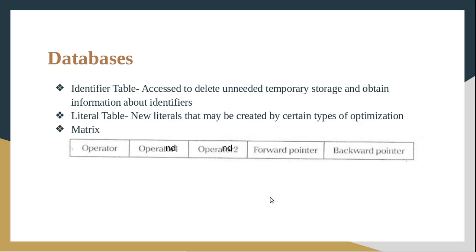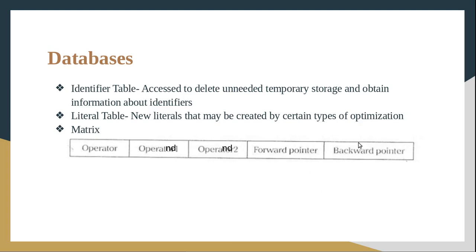The forward pointer allows us to go through the matrix in the proper order. That means this particular pointer will contain the index of the next matrix entry. Suppose this is the third matrix entry and the next will be the fourth one. Here the forward pointer value will be 4. That means it is containing the index of the next matrix entry.